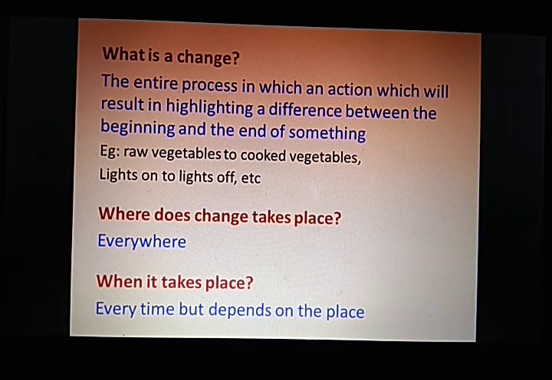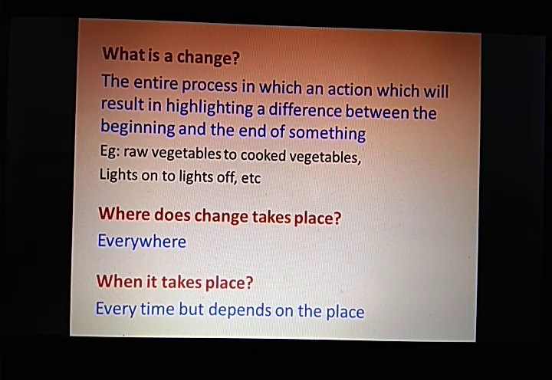When does it take place? Every time. But definitely it depends on the place. Every time it takes place, change takes place, but every time it may not take place at the same place.